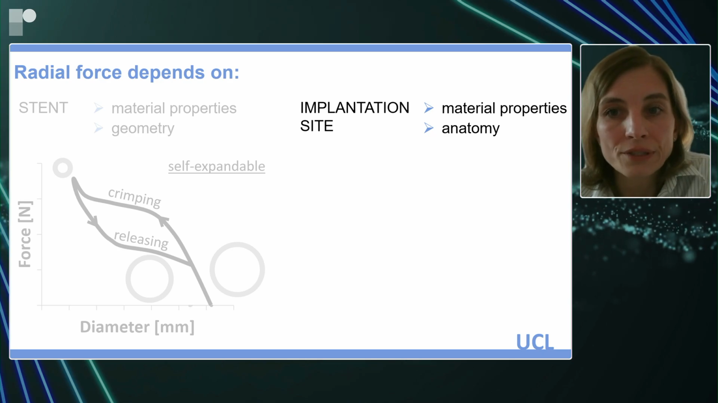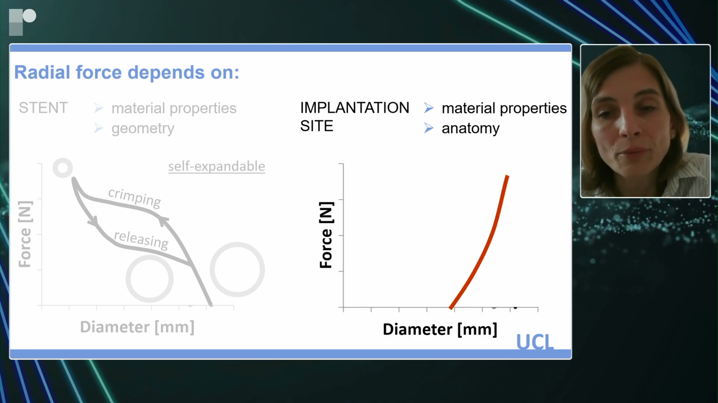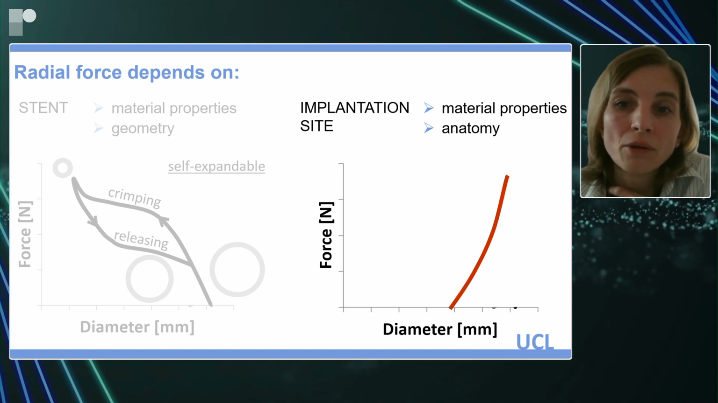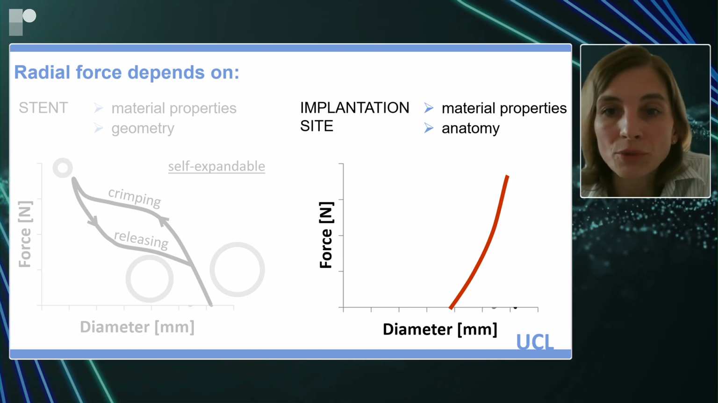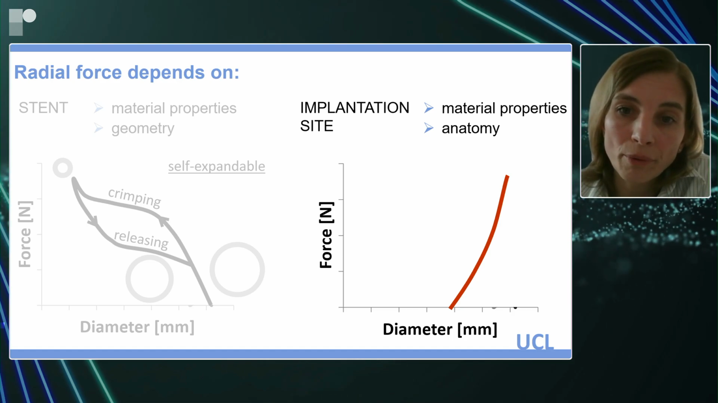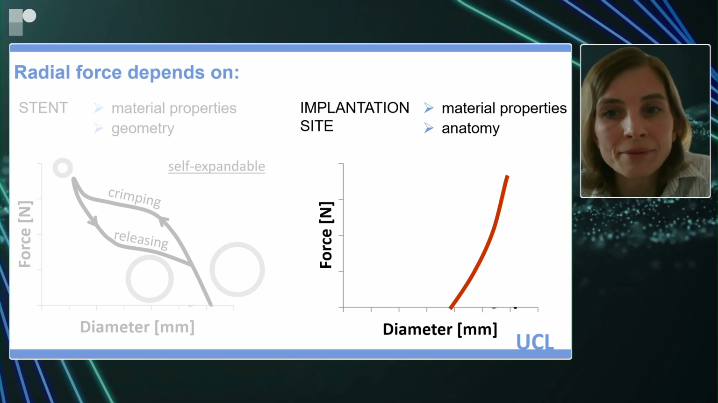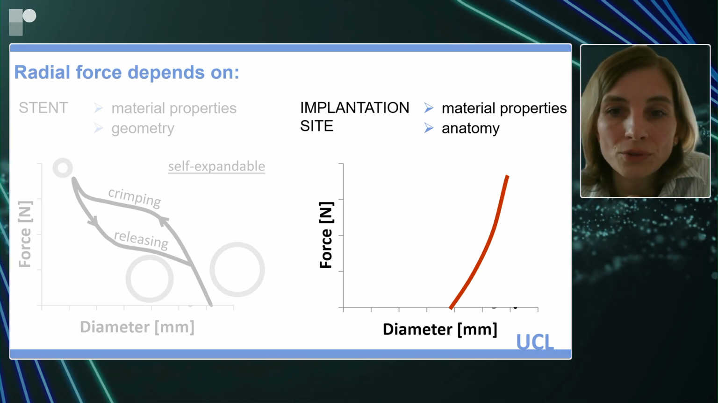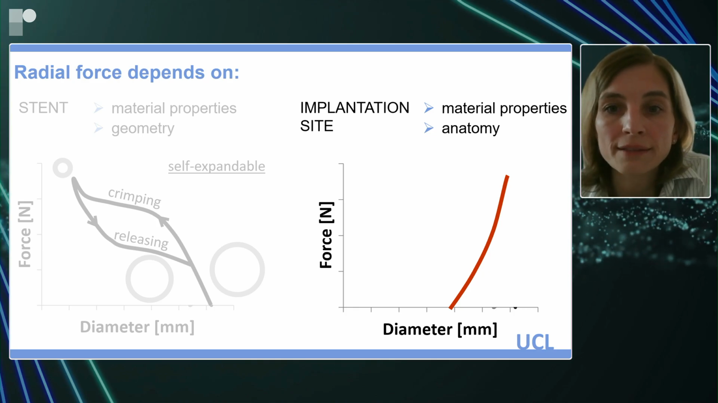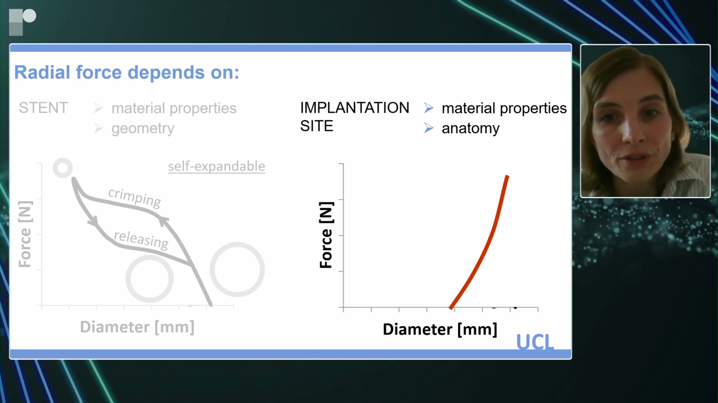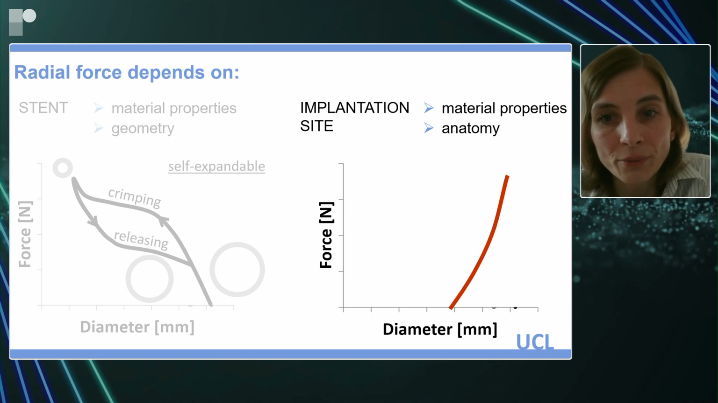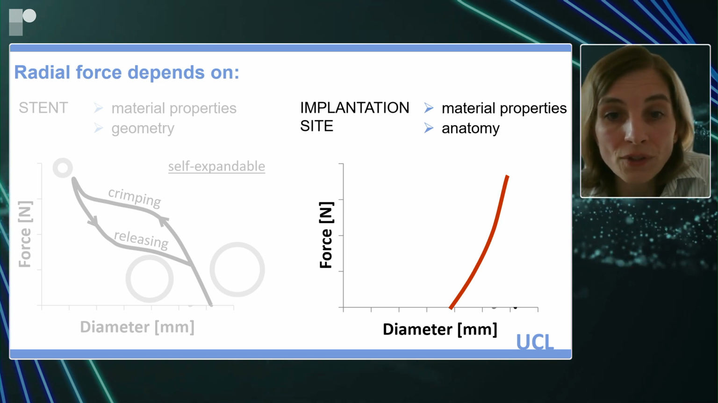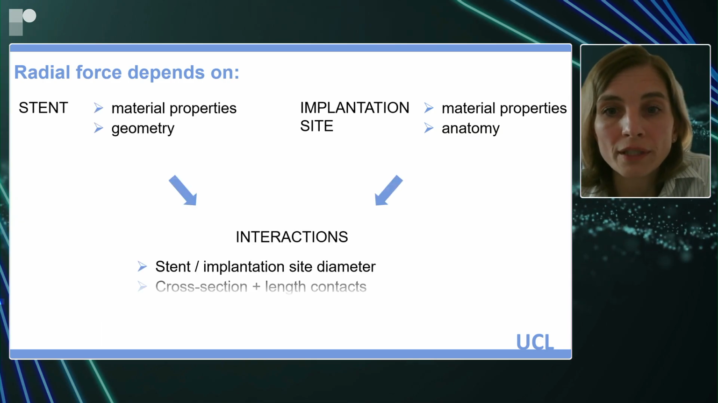And again, for the implantation site, we look at both material properties and anatomies, because we know that, for example, in the elderly patients, we have stiffer implantation sites, which is probably not the case in the more young population. And at the same time, in the elderly, where we have loss of calcification, we know that the cross-section, so the geometry where we're going to implant the stent, is probably not circular in terms of shape, often with very weird anatomies as well.